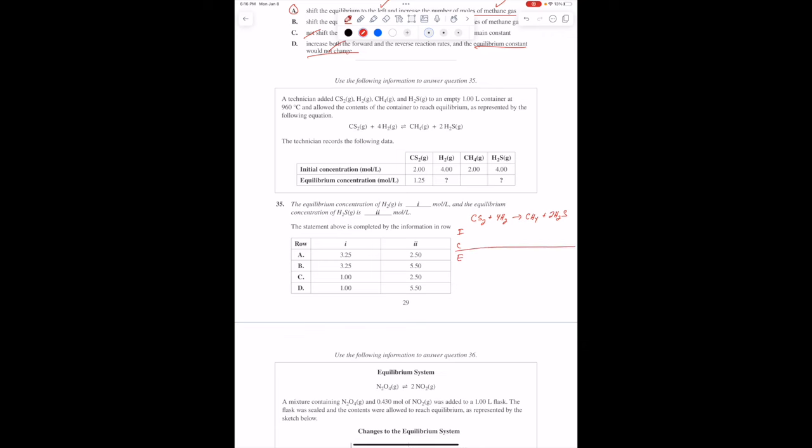Okay. Equilibrium. And my initial concentration of this is 2, 4. This is weird because these are usually zeros, right? But they are this, and then the equilibrium concentration of CS2 is 1.25. All right, and they want me to figure out this one and this one. Okay, so if this was 2 and it's now 1.25, it changed by 0.75. And then remember, I can only do required over given in the change step here.